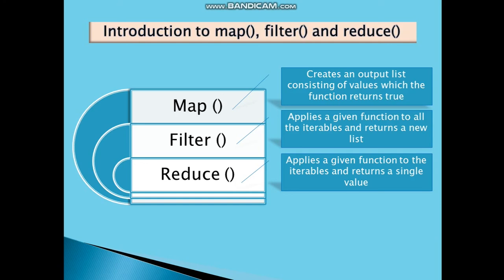And the reduce function is used to return a single value from the list of iterables. Now let me quickly jump over to my code editor and show you guys how to work with map, filter and reduce functions.